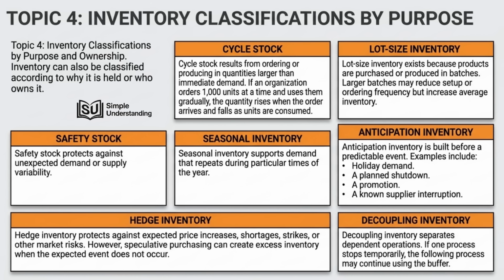Examples include holiday demand, a planned shutdown, a promotion, a known supplier interruption. Hedge inventory protects against expected price increases, shortages, strikes, or other market risks. However, speculative purchasing can create excess inventory when the expected event does not occur. Decoupling inventory. Decoupling inventory separates dependent operations. If one process stops temporarily, the following process may continue using the buffer.